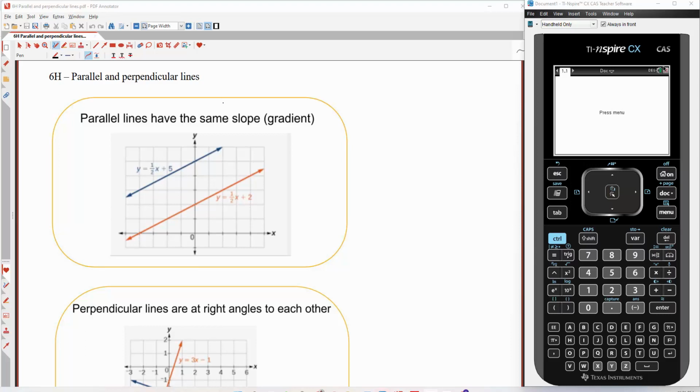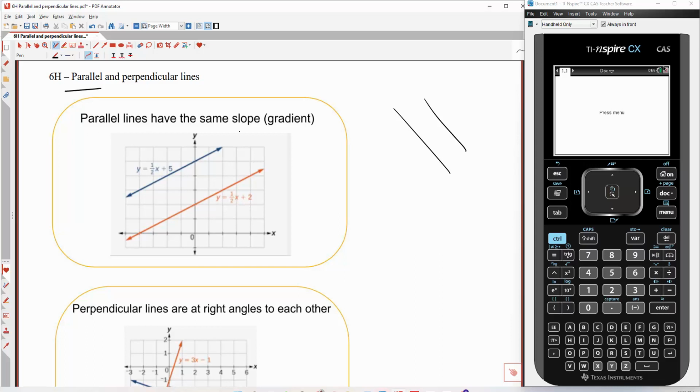The next application of linear equations is to parallel and perpendicular lines. I think about parallel like the parallel bars in gymnastics. The parallel bars look like this, and what we know about them is that they never will meet. So parallel lines basically never touch each other.